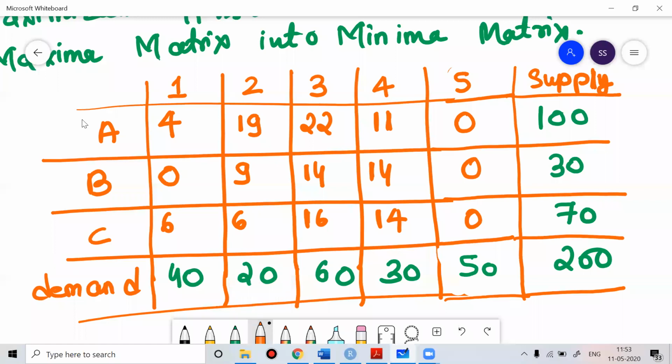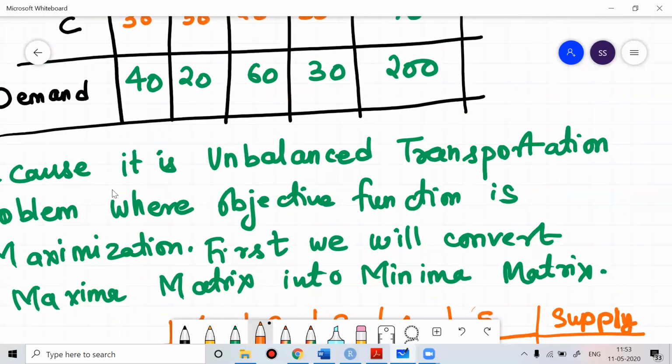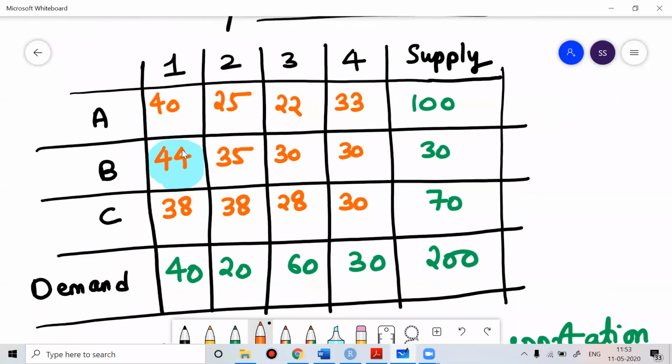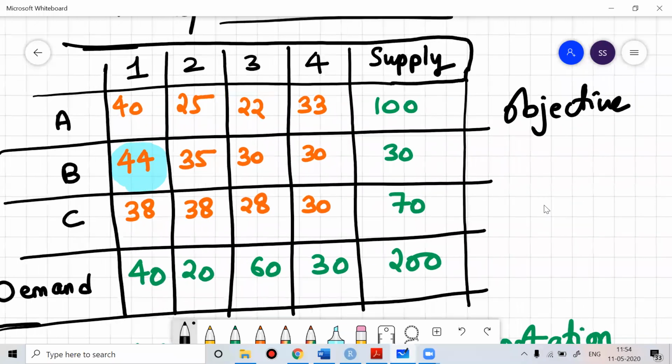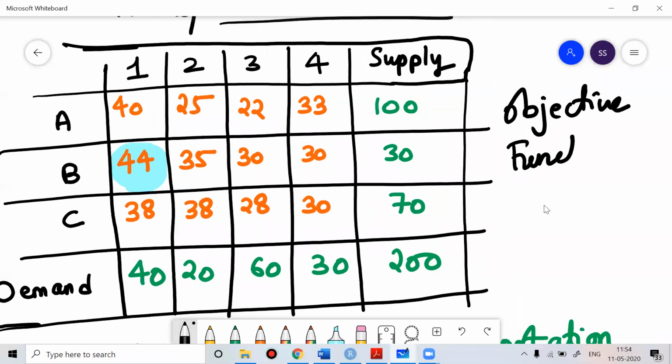The allocation we get, we'll put that allocation on the given problem. So we put that allocation on this data, because this is the original data. If you remember, for this problem your objective function is to maximize the total profit. What is your objective function? Your objective function for this problem is to maximize the profit, to find the maximal optimal profit.